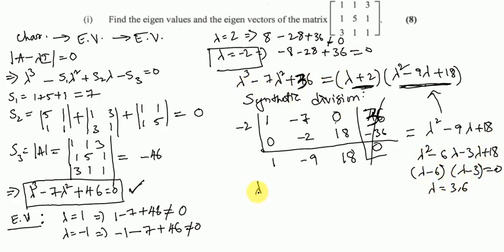So now the total roots are lambda equals minus 2, 3 and 6. These are the eigenvalues of the given matrix. Now, how do we find the eigenvectors? For each eigenvalue we will get one eigenvector, so here we will get 3 eigenvectors.